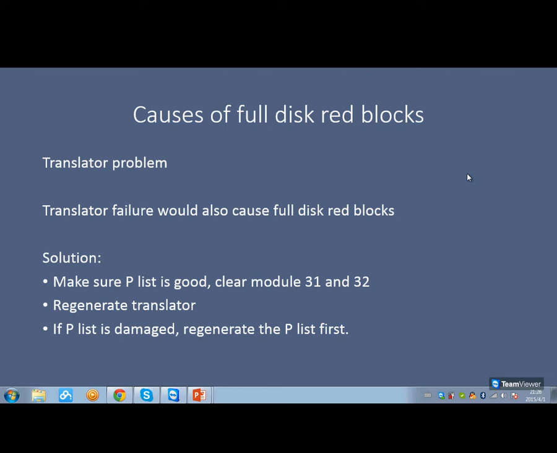So the translator problem can be very, very common. It takes about 50% of all the problems why the drive has a full disk red. So you should try this translator first.